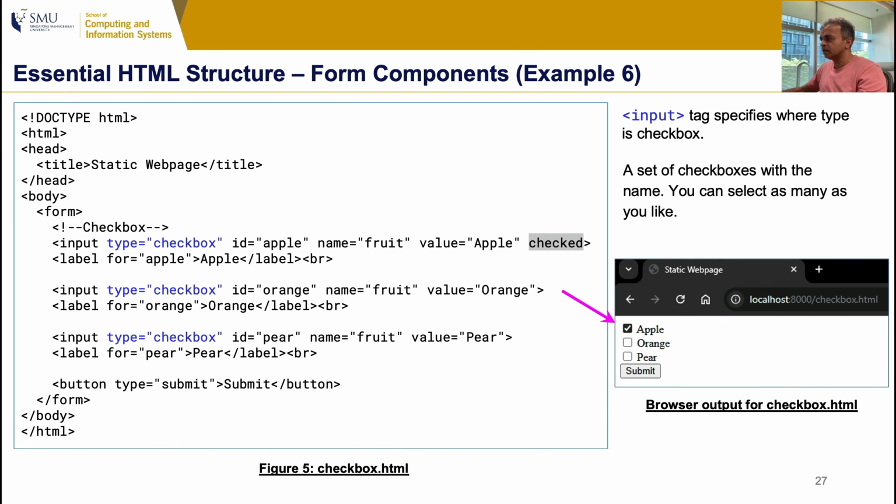Checkbox is almost identical to the radio buttons. You can have the checked attribute to pre-check something, and the name has to be the same so that on the server side you know that all these things belong together. So no need to see this in the browser.